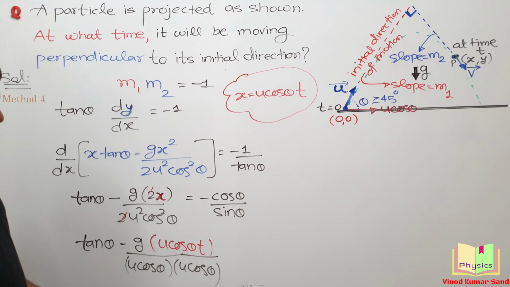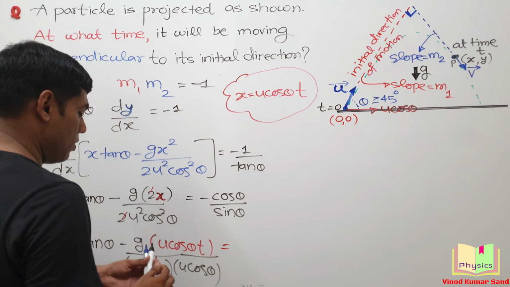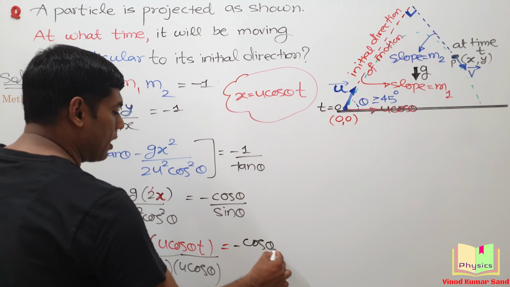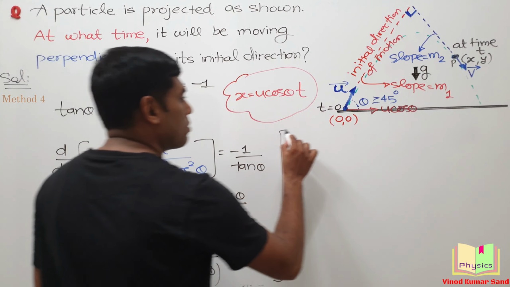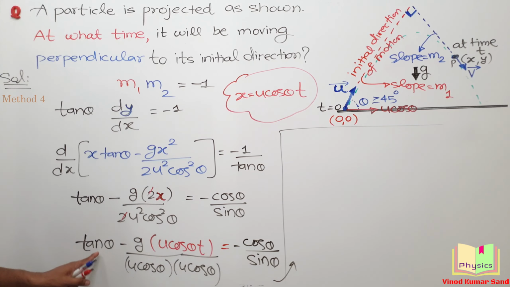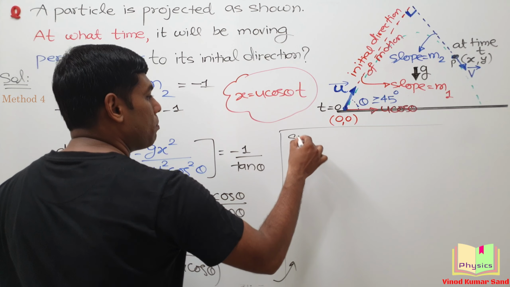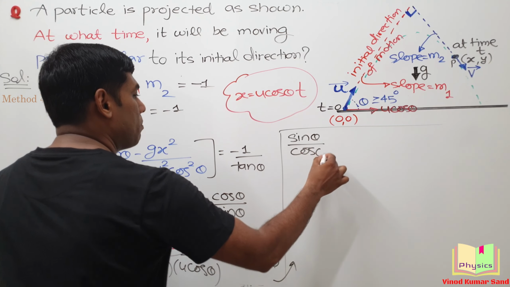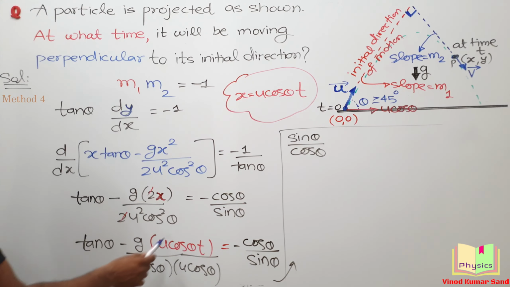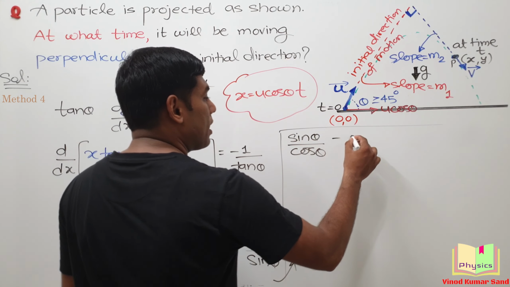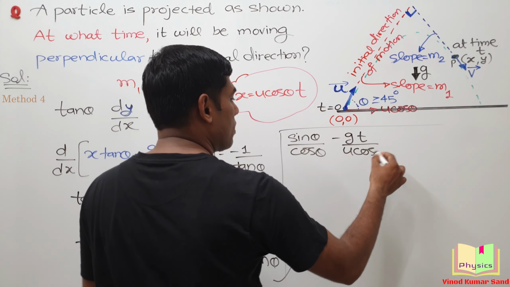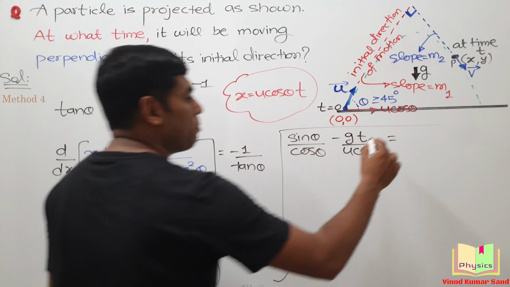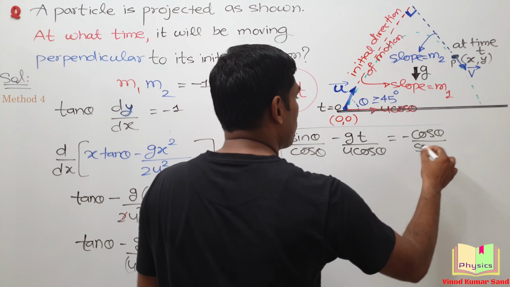Fine. Now here we are left with minus of cos theta by sine theta. Now it's all mathematics left, so let's proceed further. Tan theta can be written as sine theta by cos theta. I am rewriting this tan theta. Here u cos theta is getting cancelled out, so what you are left with is minus gt by u cos theta. Is it fine? Here we are left with minus cos theta by sine theta.